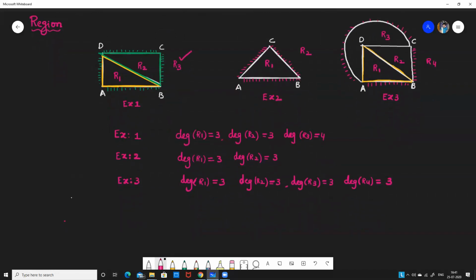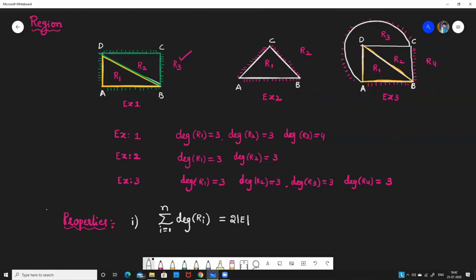Now, by using these examples, we can generate some properties of regions. The first property: summation i runs from 1 to n of the degree of every region Ri must be equal to 2 times the total number of edges in the graph. It is the same as the sum of degrees of vertices theorem.